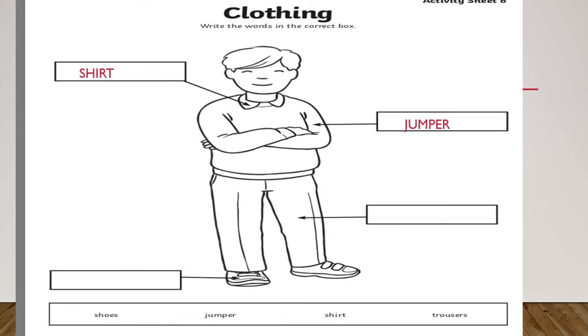You don't call it shoes, I don't call it. So it should be obviously trousers. So it is trousers, whatever he is wearing, the pant he is wearing. And the remaining option is shoes. So shirt, jumper, trousers and shoes.